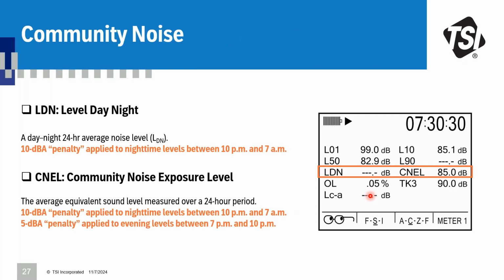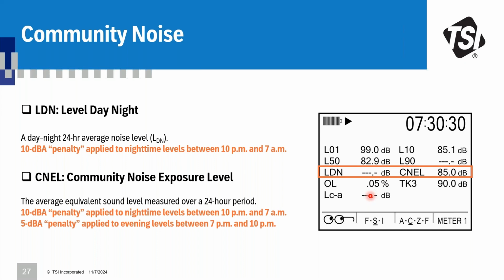Now, community noise. When it comes to community noise, the SoundPro can provide you two different data points. The LDN, the level day night, versus the CNEL, are essentially the same sort of measurements, except for the LDN, a 10 dBA penalty is applied to nighttime levels between 10 p.m. to 7 a.m., right? And that's according to the EPA standard for a 24-hour average noise level.